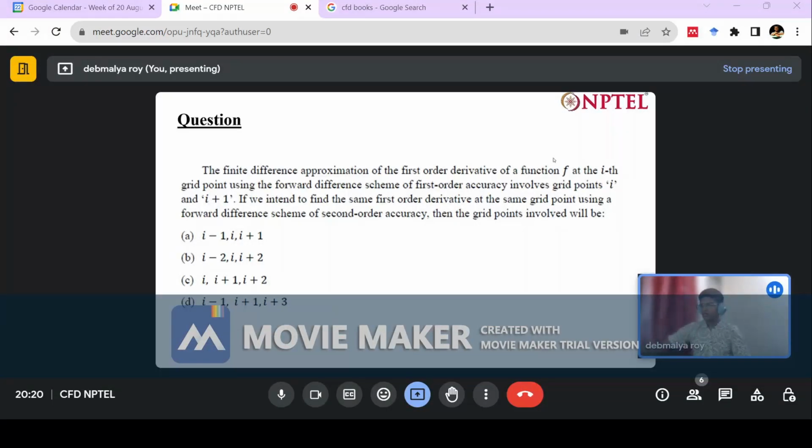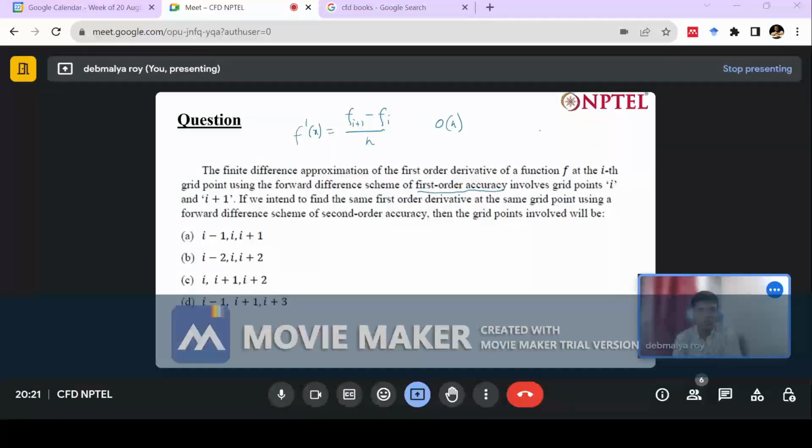Okay, so what does this question mean? It means that for first order accuracy, what is first order accuracy? Order of h. If the error is order of h, we saw that (f(i+1) - f(i)) divided by h gives us f dash x, right?